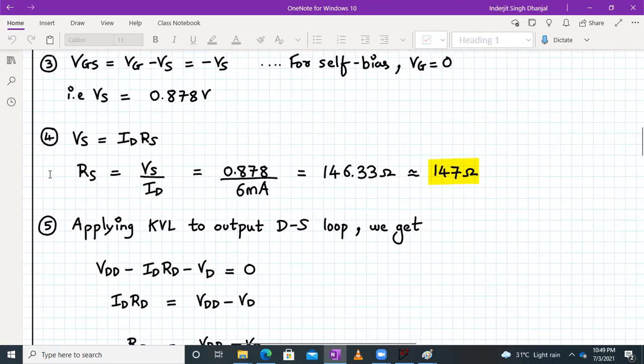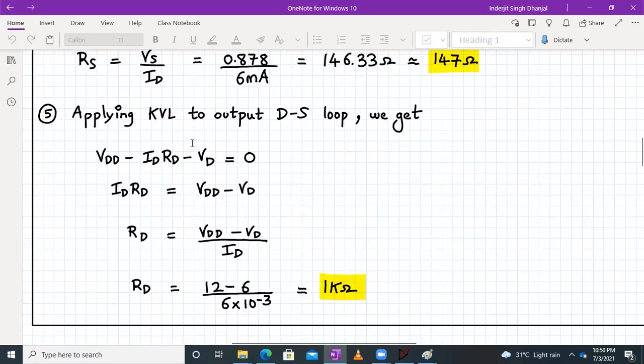Now we got the value of VS. We can calculate the value of RS. VS is given by ID RS. So RS will be equal to VS upon ID. That will be 0.878 divided by 6 milliamperes. So it will come out to be 146.33, approximately equal to 147 ohms.